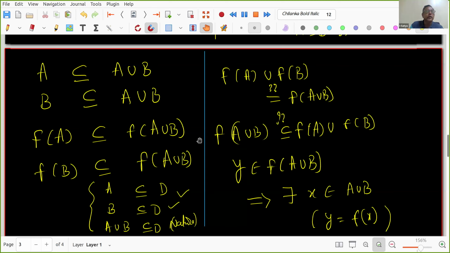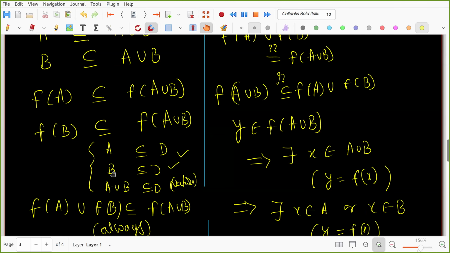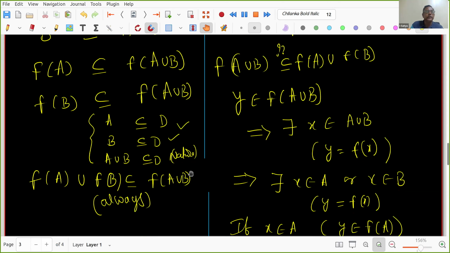Correct. Here we use the fact that if A and B both are subsets of some set, then their union is also a subset of that set. So the union of f of A and f of B is also a subset of f of A union B. Yes, good. Somebody raised a hand, Gaurang, right? Please unmute and speak if you have a doubt.